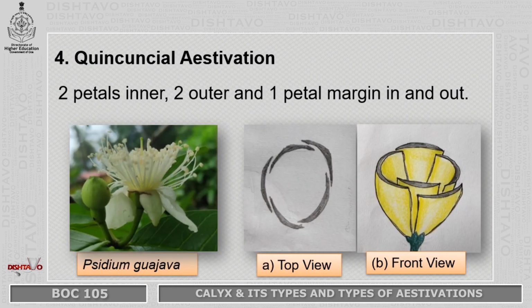The next type of estivation is quincuncial estivation. Here, in a flower, out of 5 petals, 2 petals are completely inner, 2 are completely outer, and 1 petal margin is in and out. The example of flower which shows this type of estivation is Psidium guajava, that is guava.